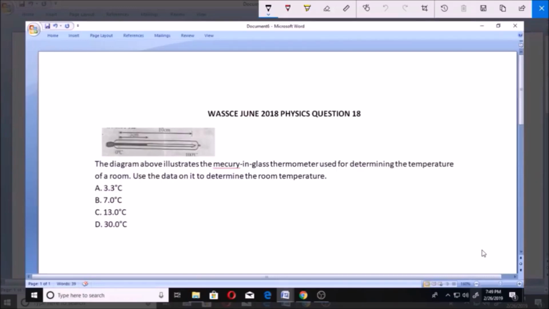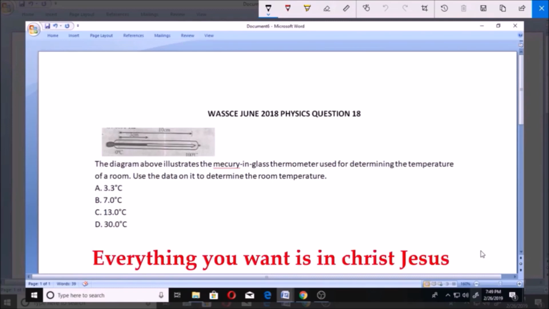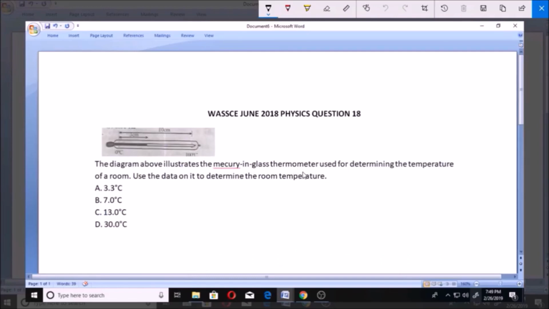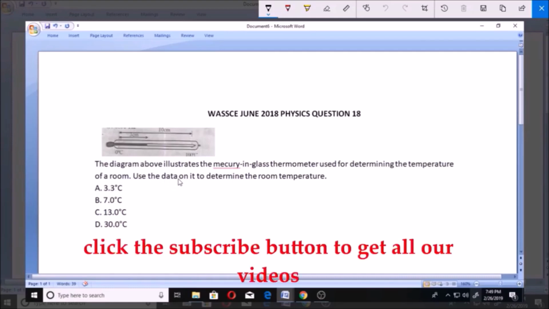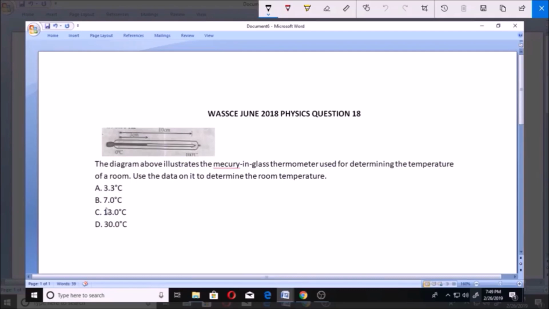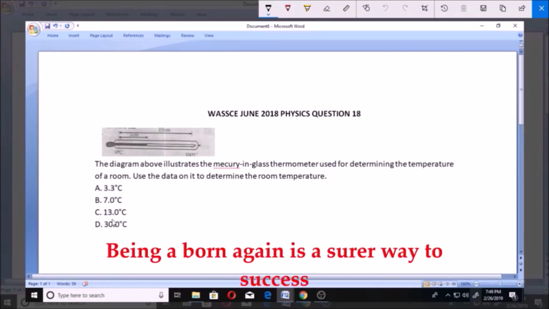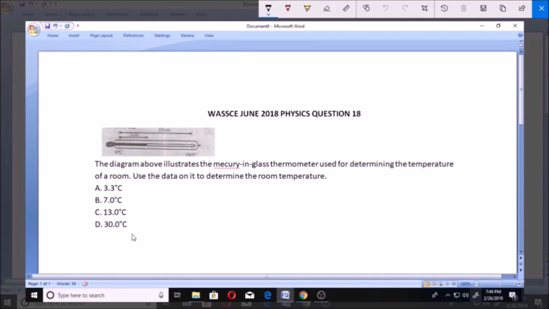Hello, welcome. Let's look at this question number 18 for WAEC Physics 2018. The diagram above illustrates the mercury in glass thermometer used for determining the temperature of a room. Use the data on it to determine the room temperature. A. 3.3 degrees Celsius, B. 7.0 degrees Celsius, C. 13.0 degrees Celsius, D. 30.0 degrees Celsius. Now this is the diagram we are considering.